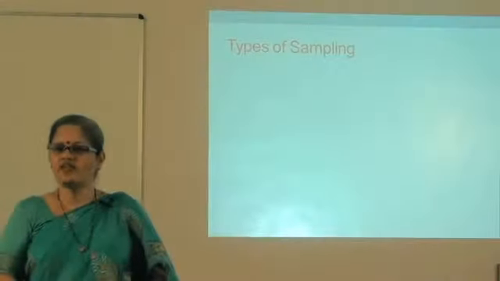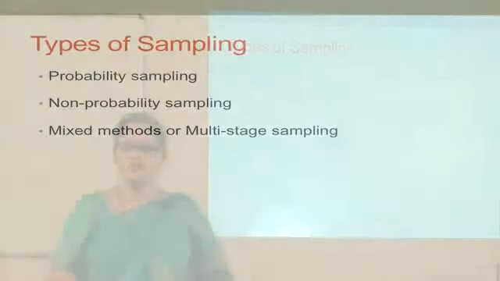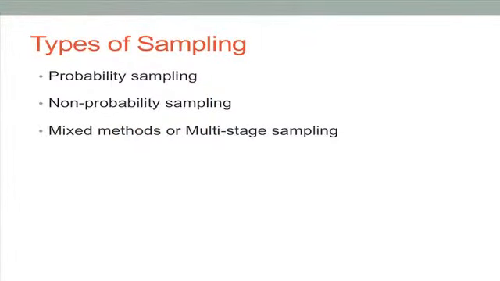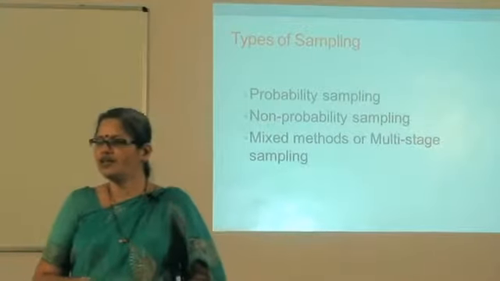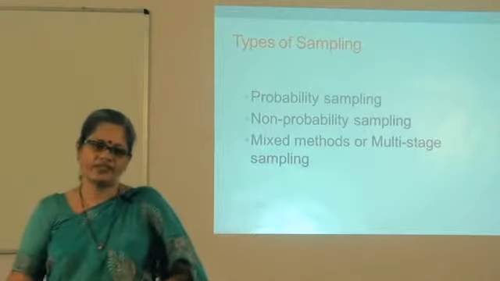Now once we understand what is sampling, we need to know what are the different types of sampling. There are types of sampling: probability sampling, non-probability sampling, and mixed method or multi-stage sampling. Now you all are aware about the term probability.